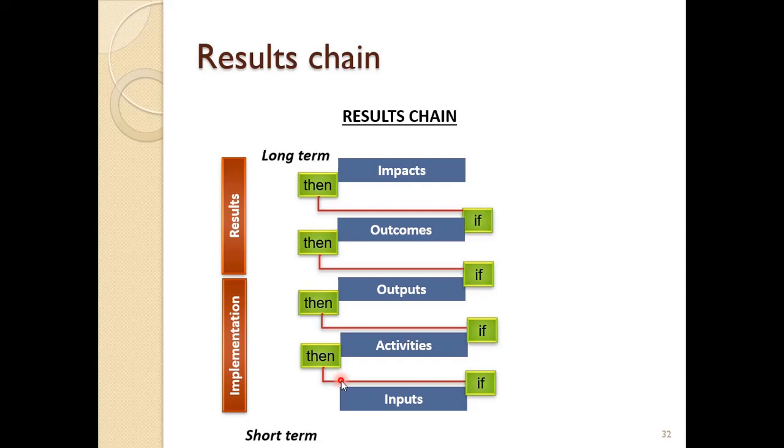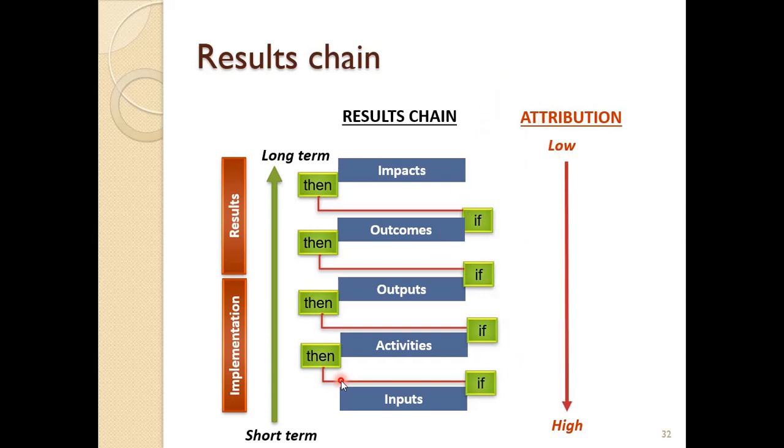But again, from inputs we move towards long-term goals, and the more we move from short-term towards long-term, the lower the attribution gets. In other words, at the levels of inputs, activities, and outputs, the management of the humanitarian action has more control and can attribute the results to the specific intervention. But beyond outcomes and impact, the attribution keeps reducing, because, for instance, in humanitarian situations you have other actors or other agencies that are implementing other humanitarian interventions towards addressing the same issue.